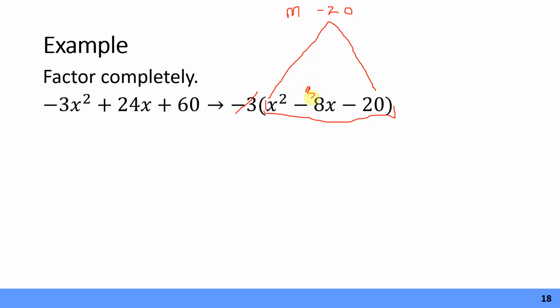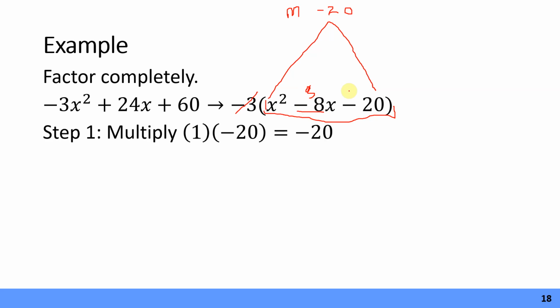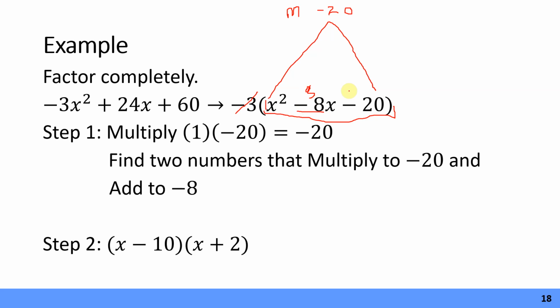So I'm going to have to find two numbers that multiply to negative 20, but they add, or they have a sum of negative 8. And that's a really ugly S. I'm so sorry. So two numbers that multiply to negative 20 but add to negative 8. So hopefully you see that those two numbers are negative 10 and positive 2. And this is where we have different signs. Don't let it freak you out.